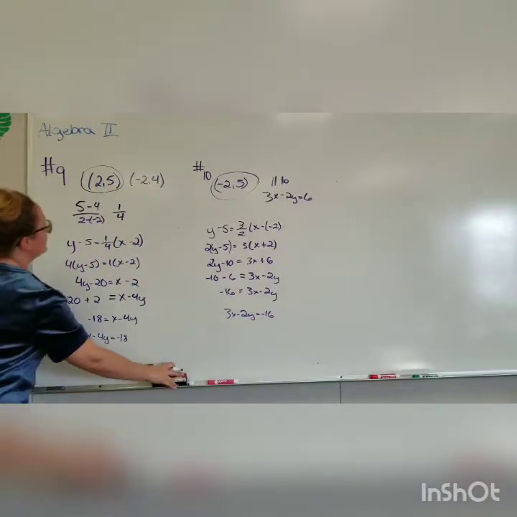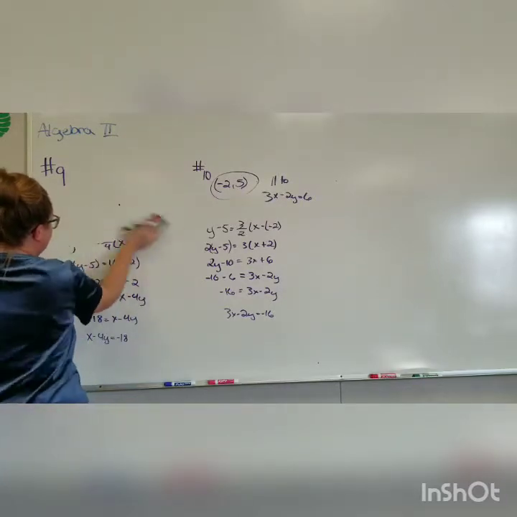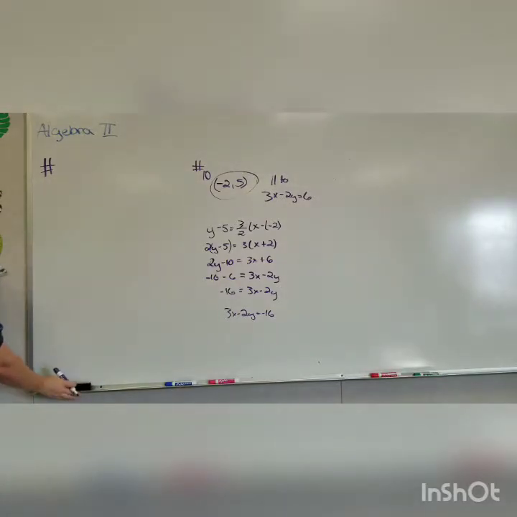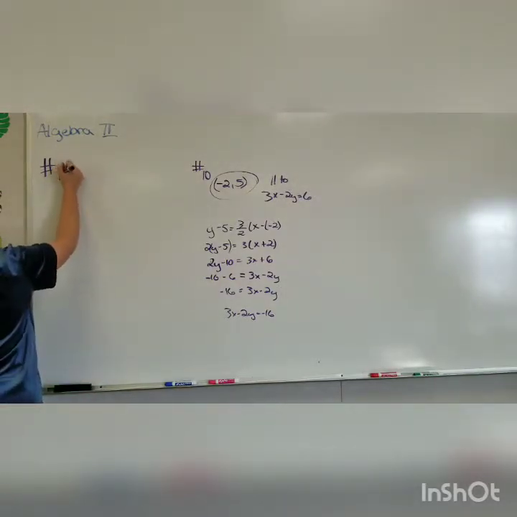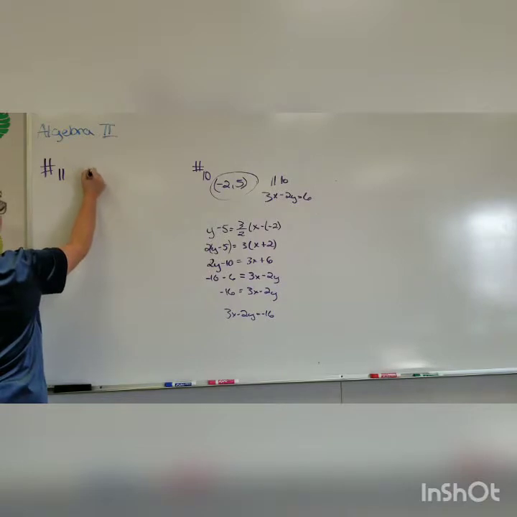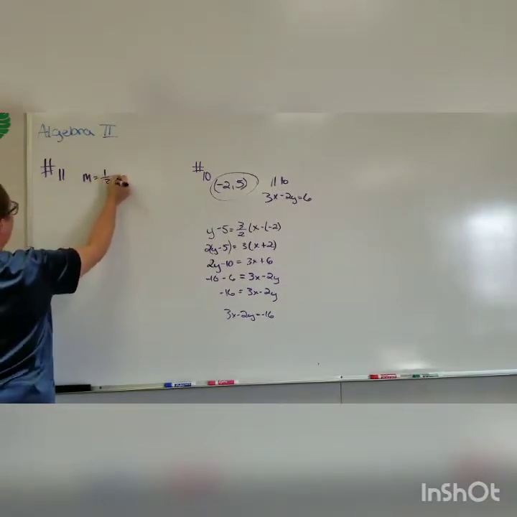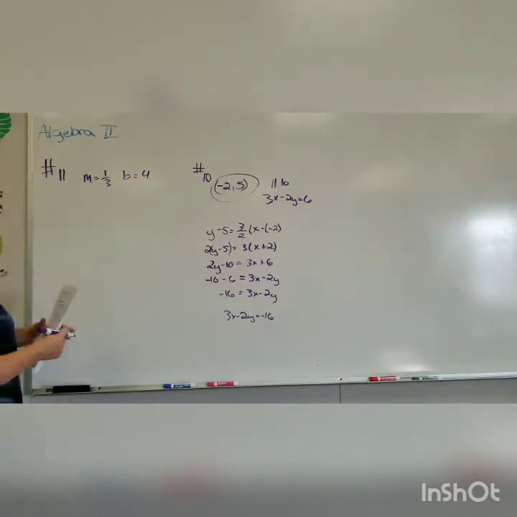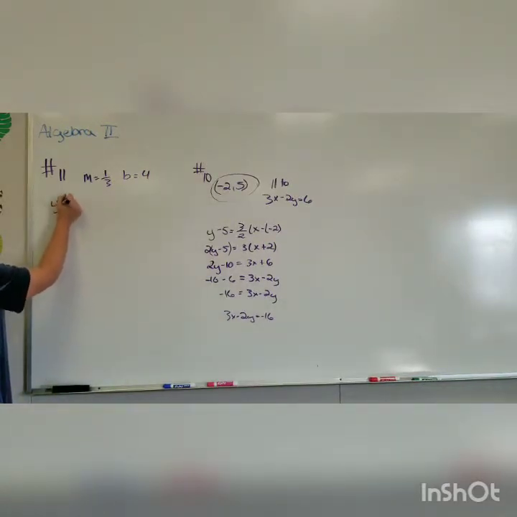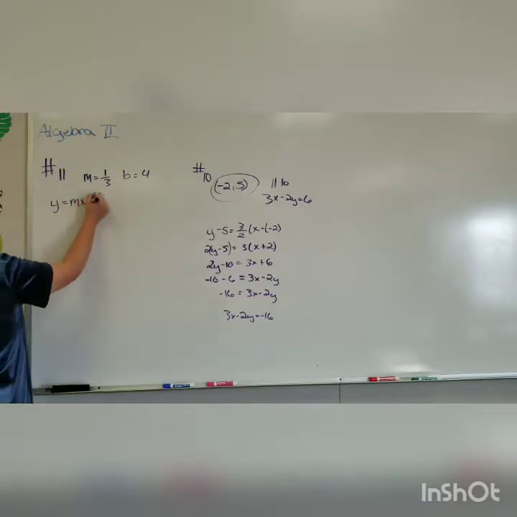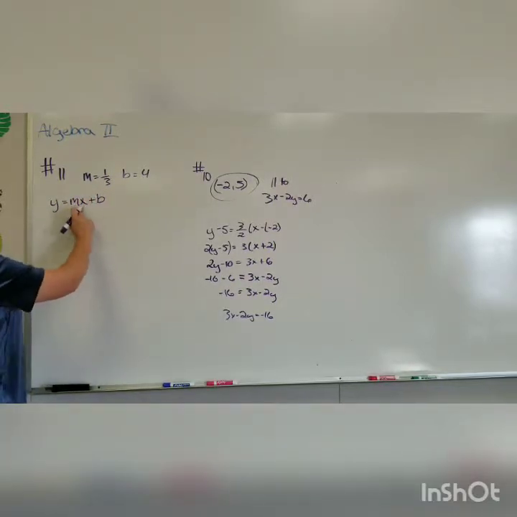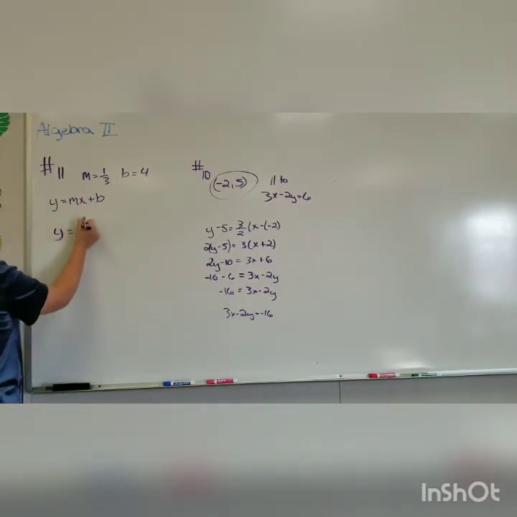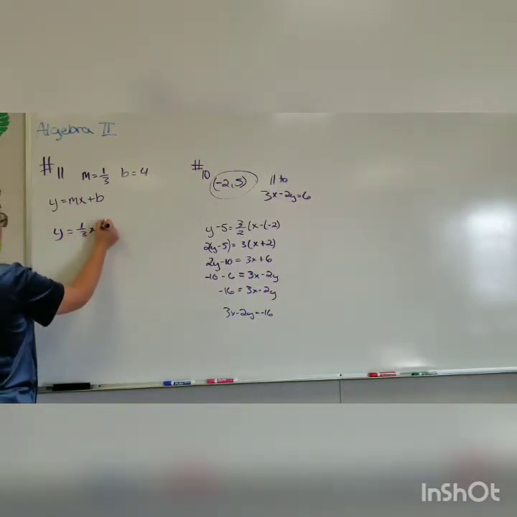Now, moving on to problem number 11. In problem number 11, they tell you that m is equal to 1/3 and b is equal to 4. So they gave you everything you need for the slope-intercept form. Y equals mx plus b, where m is slope and b is the y-intercept. They give you everything you need for this. Y equals 1/3 x plus 4.